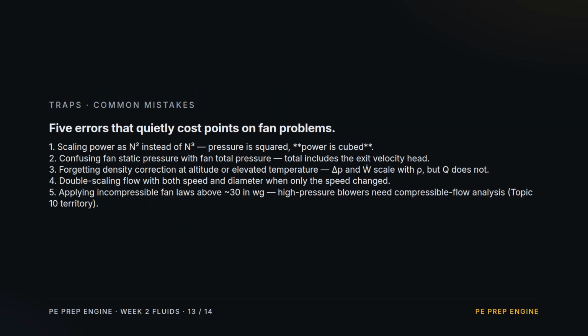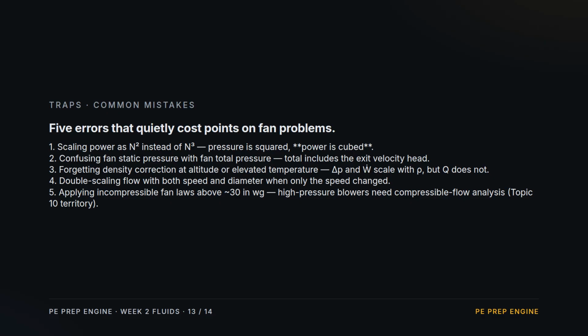5 traps. 1. Power scales with the cube of speed, not the square. 2. Static versus total fan pressure. Quotes give static. Physics uses total. 3. The density correction. Pressure and power scale with rho. Flow doesn't. 4. If only speed changed, don't also scale with diameter. 5. Fan laws assume incompressible flow. Above about 30 inches of water gauge, it's compressible blower territory.